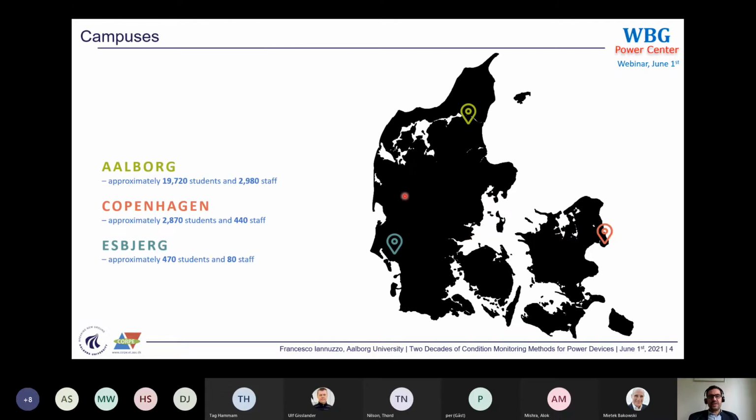Aalborg University is spread over 3 campuses. The main one is sitting in Aalborg City in the north region of the Jutland Peninsula, with almost 20,000 students here. The second one is in Copenhagen, about 3,000 students, which is focusing mostly on teaching. And the third one is the smallest one, though I would say rather strategic, because it is located in Esbjerg city, which is very important in Denmark for production related to the wind turbine market.